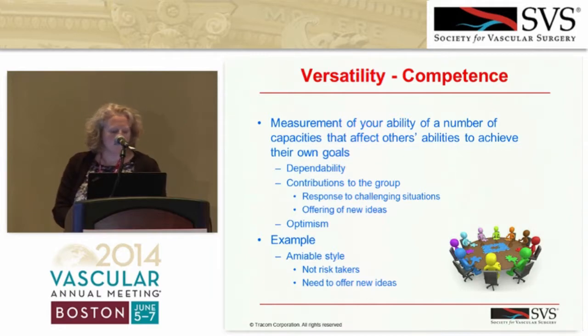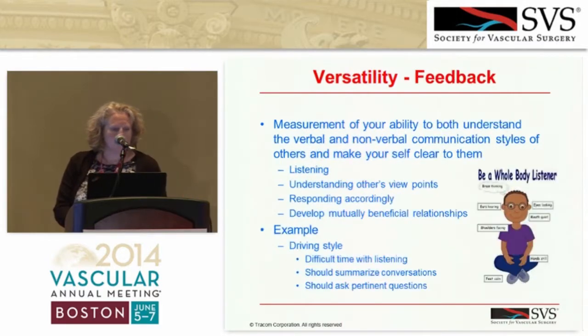Here, an amiable style may have an issue with this because they're always trying to please everybody and they don't want to take risks and offer up new ideas because they're concerned that people may see that as something that makes people unhappy with them. So they don't want to let that happen. So again, amiable people have to realize they do need to take some risks and think outside the box.